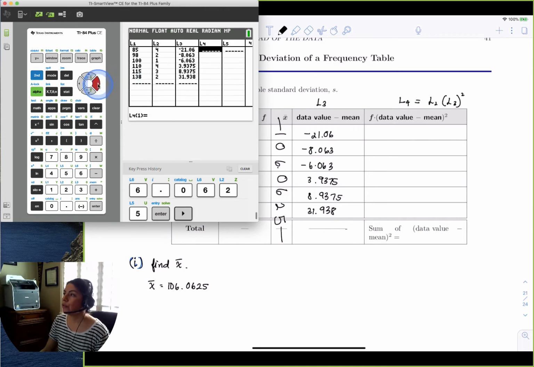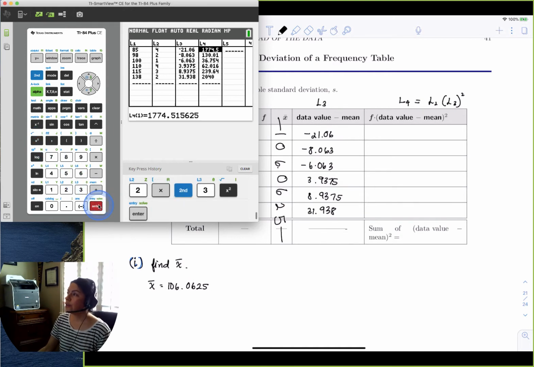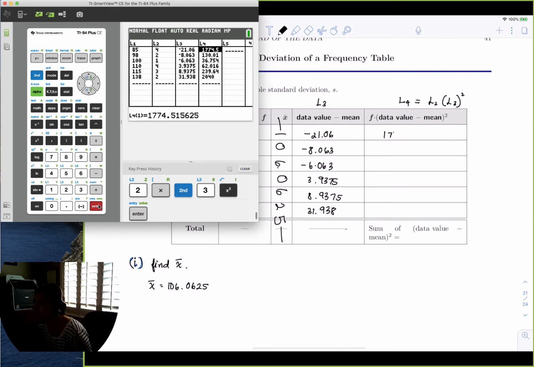So once again, move the cursor over, go up, highlight the list, and let's say list 2, so second 2, times list 3 squared, which is this x squared button here, and then hit enter. And notice it gives you all the values that you need for that last column. And so that is 1774.515625. And I'll let you go ahead and do the rest.